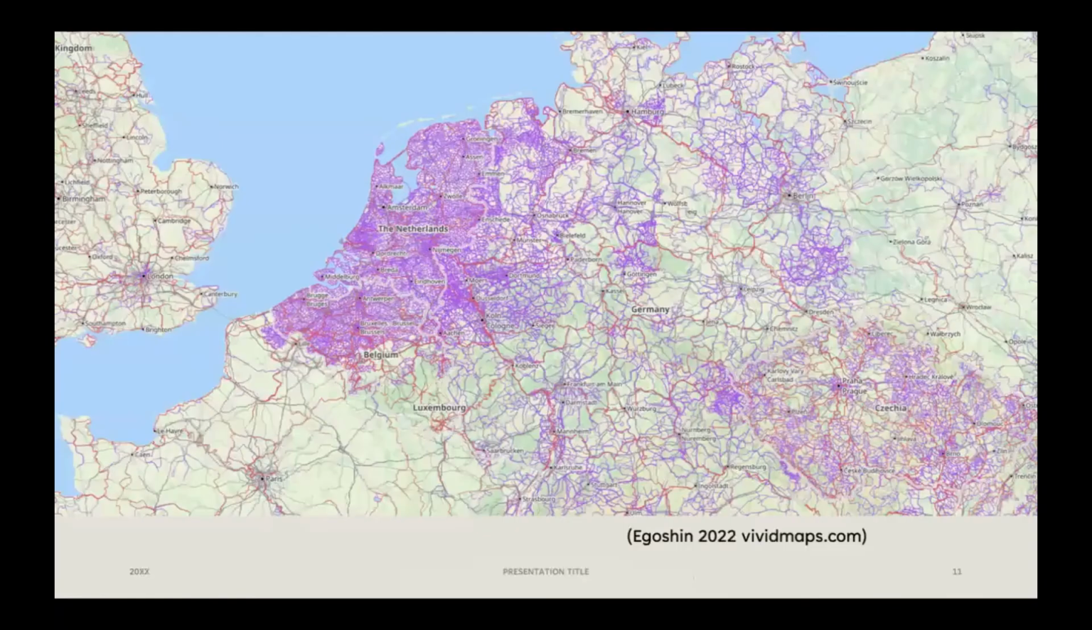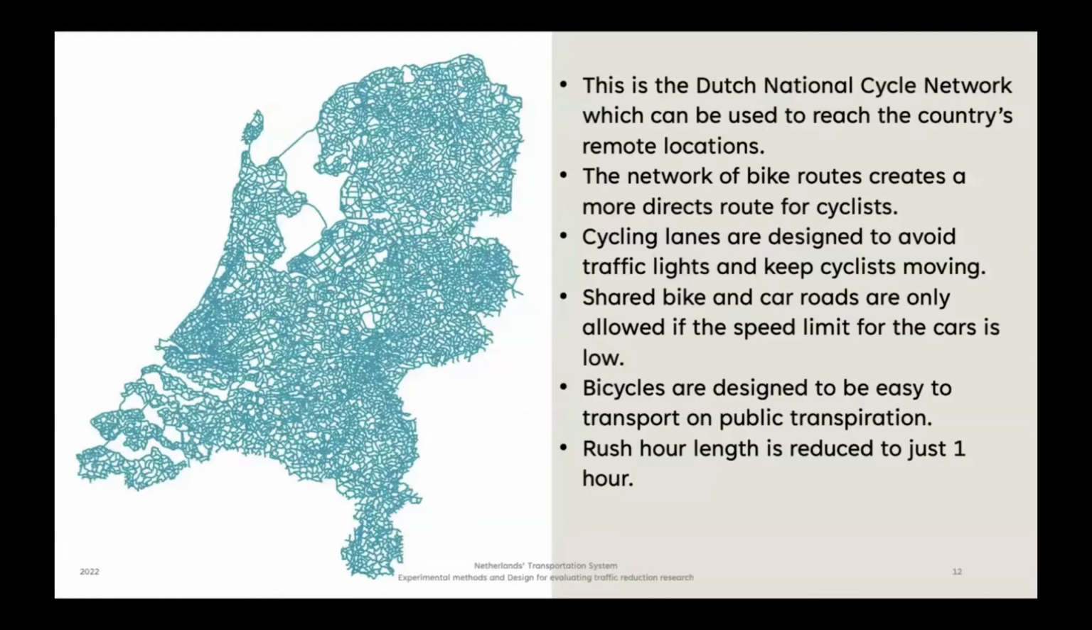Next slide, please. This is a map of a part of Europe, and in the Netherlands, what you can see in purple is the bike lanes, and you can see it's very much used. In the next slide, you can see that it's isolated, and that is how congested it is, but it's very useful, and it is called the Dutch National Cycle Network, which can be used to access all the remote locations throughout the country. The network of bike routes creates a more direct route for cyclists. Cycling lanes are designed to avoid traffic lights and keep cyclists moving.